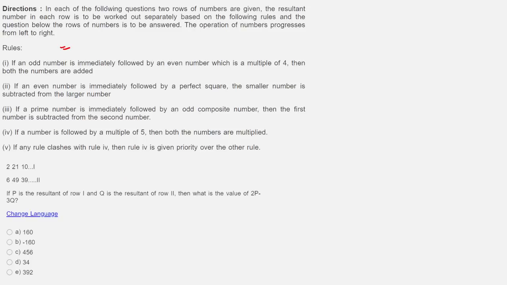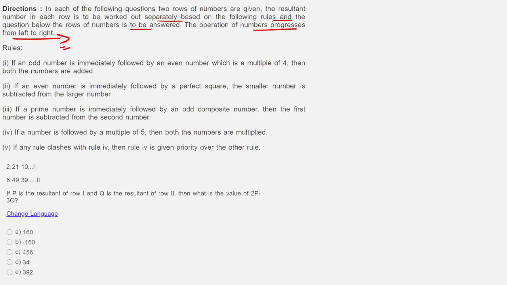Let us look at this question. What is given? In each of the following questions, 2 rows of numbers are given. The resultant number in each row is to be worked out separately based on the following rules, and the question below the rows of numbers is to be answered. The operation on the numbers progresses from left to right. Just follow the rules, you'll get your answer.